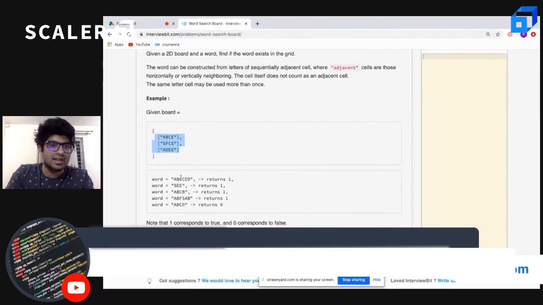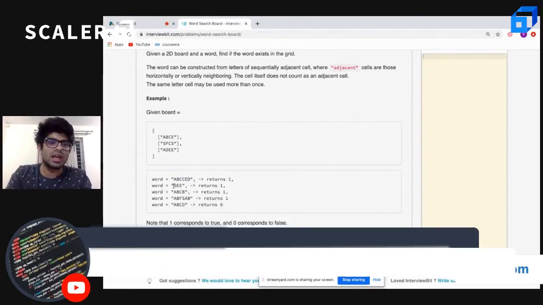So the point is, let's say the first test case that is being given to me is A, B, C, C, E, D. As we can see, let's say I start from the very first element of the matrix, and then I can go here, and then here, and then here, then A, B, C, and then I can go here, and here, and here. So I can create that word with the help of this matrix, so I can safely return one.